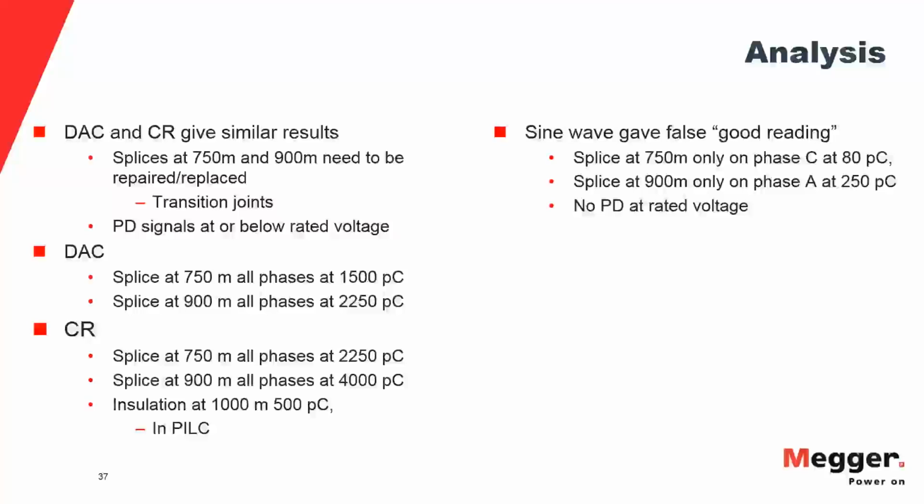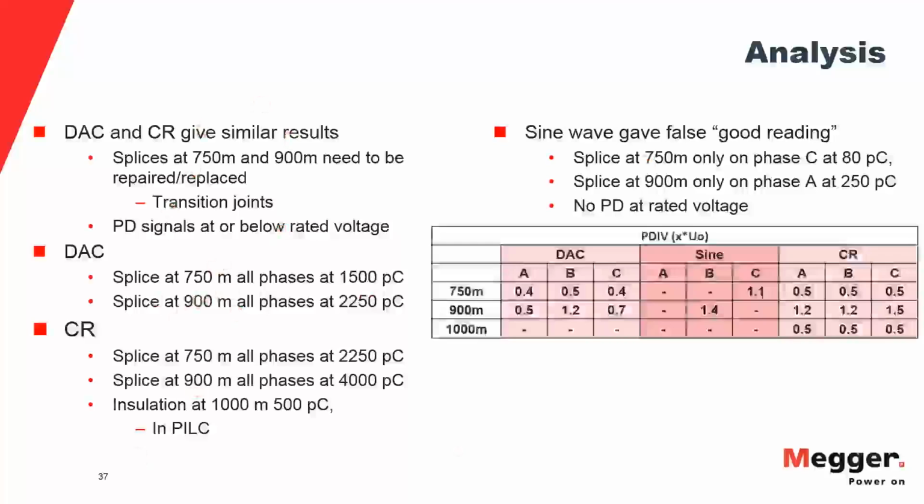The problem at 900 meters took a little bit more, but we were still able to find that problem at a lower voltage than the VLF sine wave was. You can see that the VLF sine, the problem on C phase, only started at 1.1 times rated, and the problem at 900 meters only started at 1.4 times rated. So very different results, especially on this problem at 750 meters between sinusoidal and the other two waveforms.